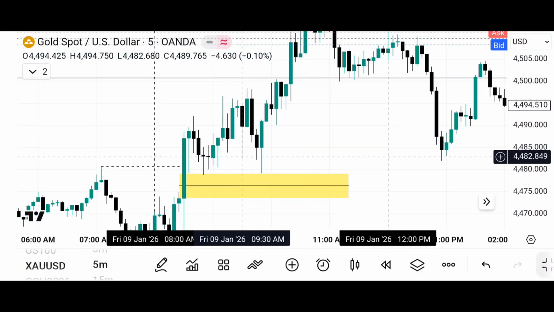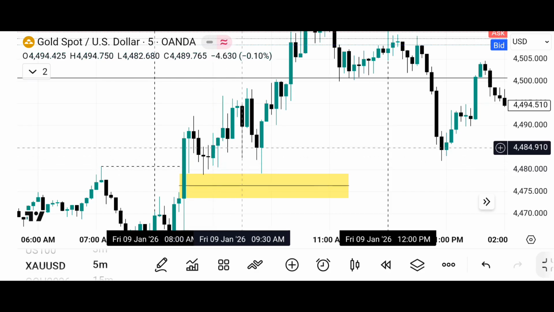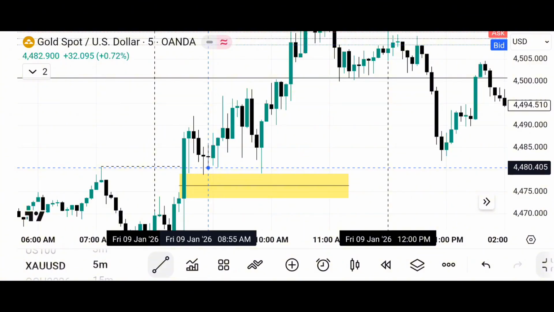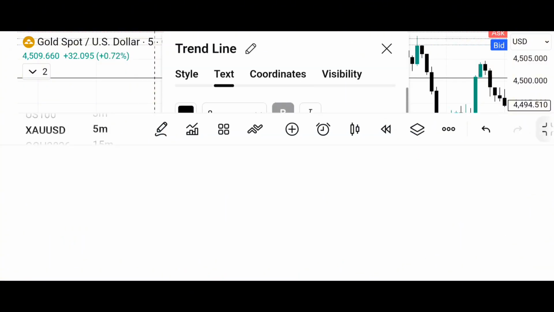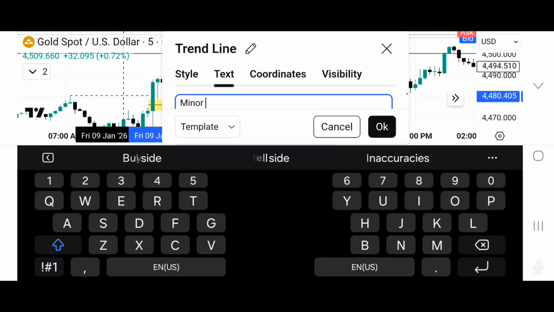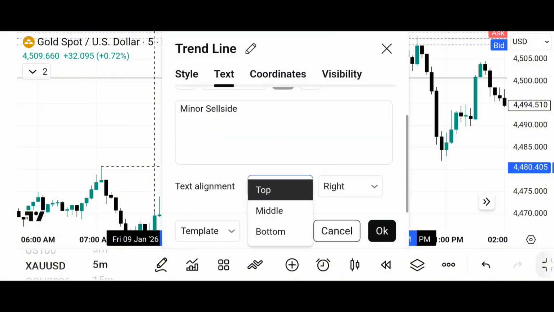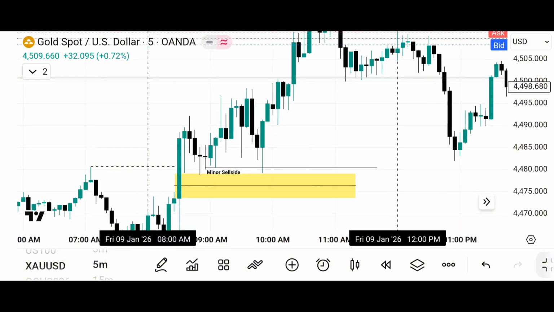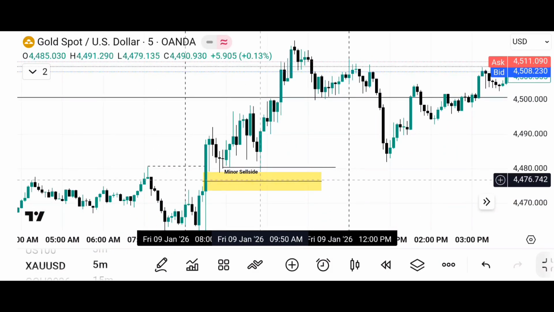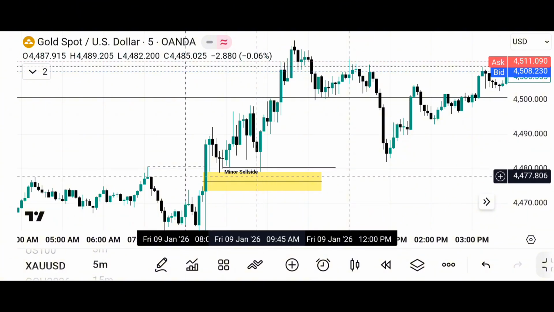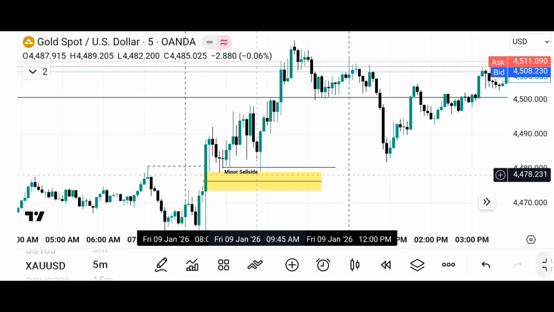And also, price took out relative equal lows. See this low, see this low, see this low. Price took out these lows. So these are minor sell side liquidity. Okay, now you see clearly. While price was busy trading into this 5 minute fair value gap, price was also running out liquidities from minor sell side and rallying up.